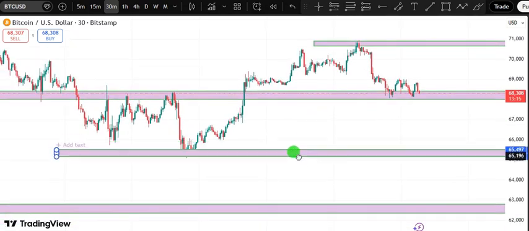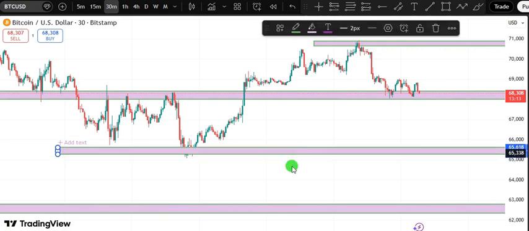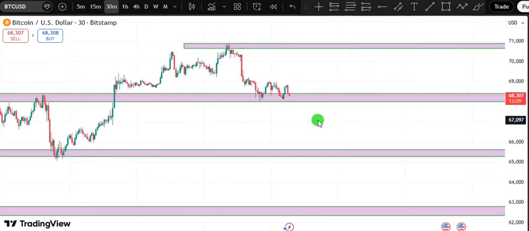Let's adjust this a little to take this in. All right, so now, are we seeing our short trades or are we seeing our long trades?